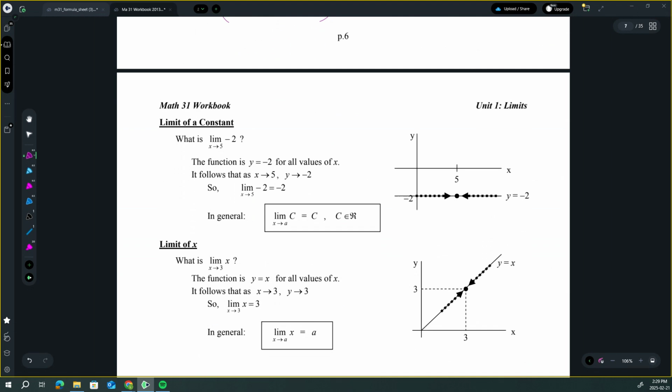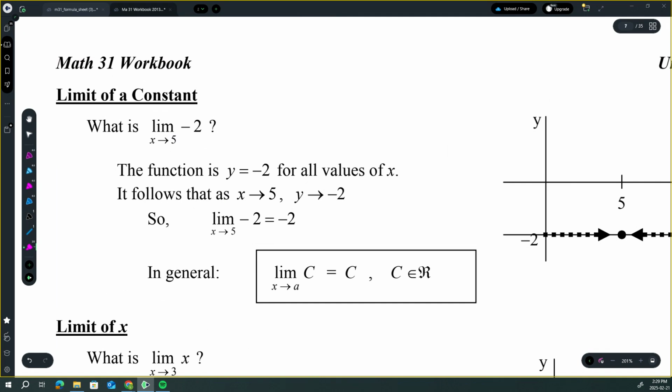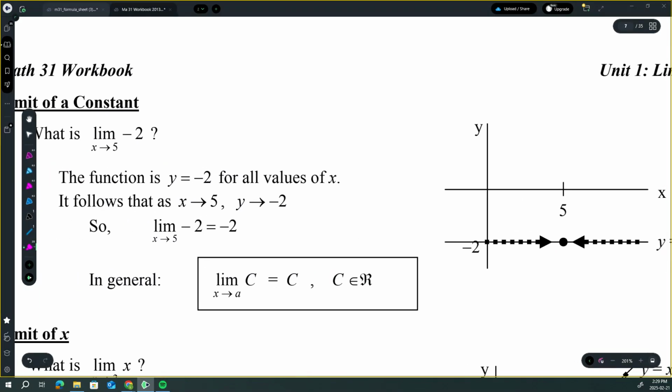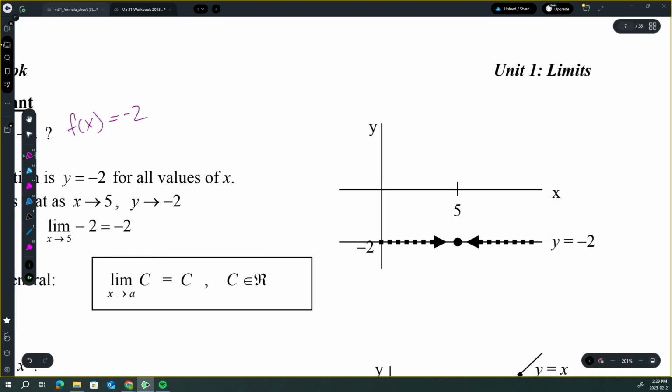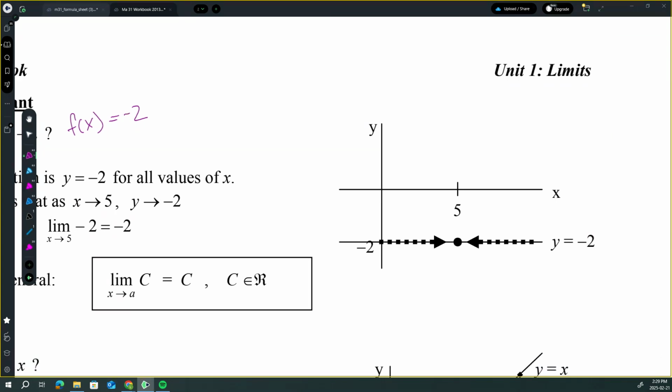Okay, limit of a constant. Let's say we're asked what is the limit of -2 as x approaches 5. They've given us a nice diagram of that. This expression is just saying f of x is equal to -2 here, so that's why we have a horizontal line at y is equal to -2. So the limit of -2 as x approaches 5 from both the left and the right hand side is still going to be -2.